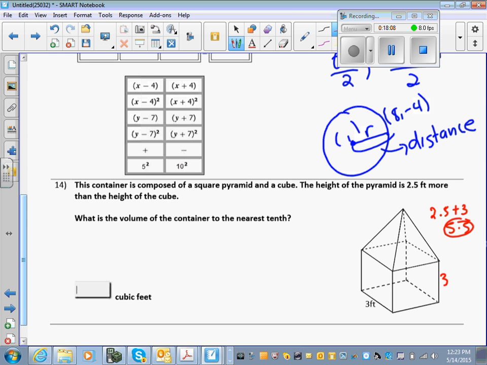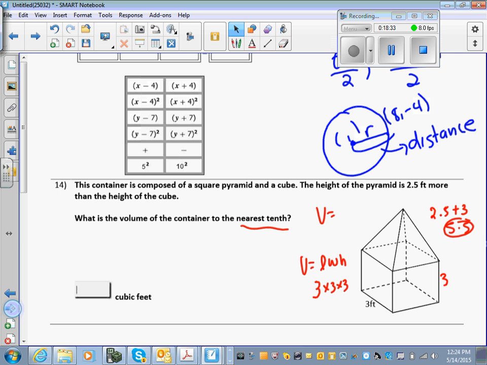What is the volume of the container to the nearest 10? So all you do is find the volume of the pyramid, find the volume of the cube, which is length times width times height, and it's going to be 3 times 3 times 3. Then that would give you the volume of the cube, and find the volume of the pyramid. I don't remember the formula by heart, but that's what you have to do. But then at the end, make sure you add them, and it says to the nearest 10. So round them to the nearest 10.